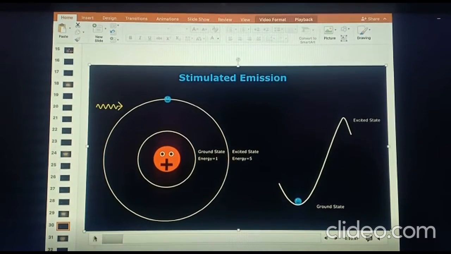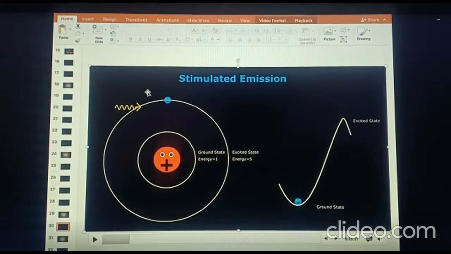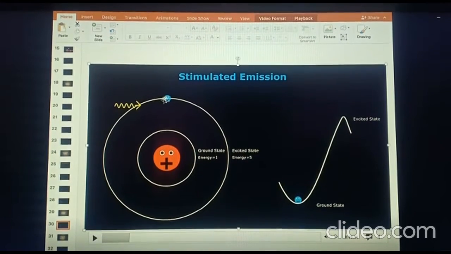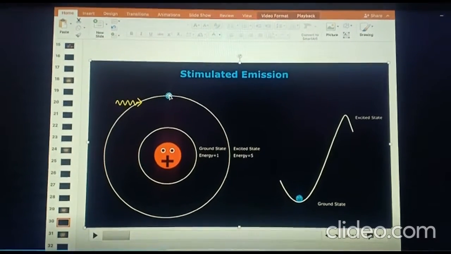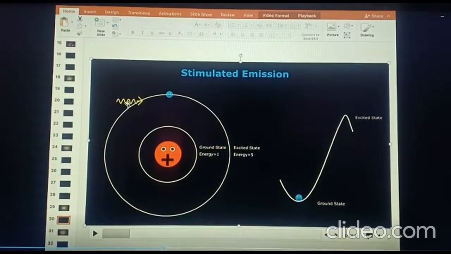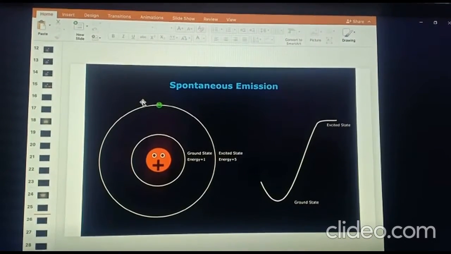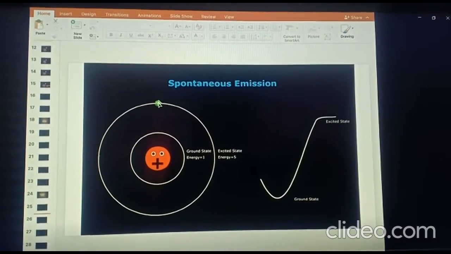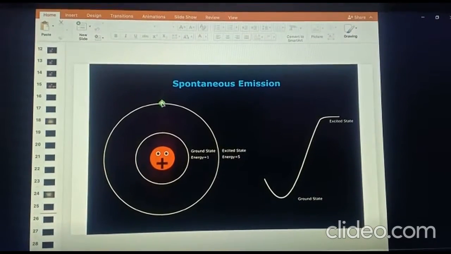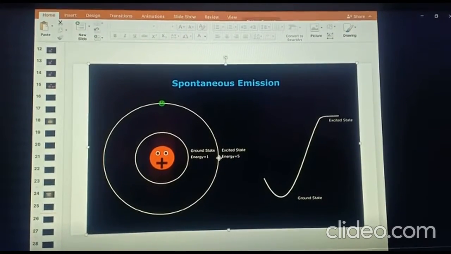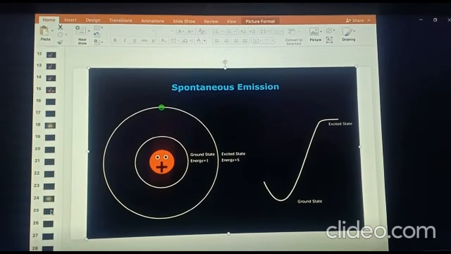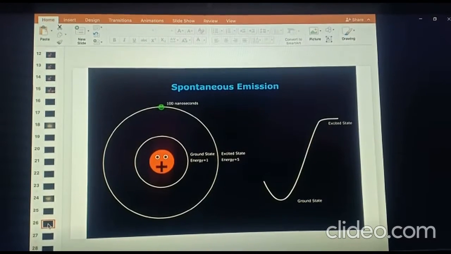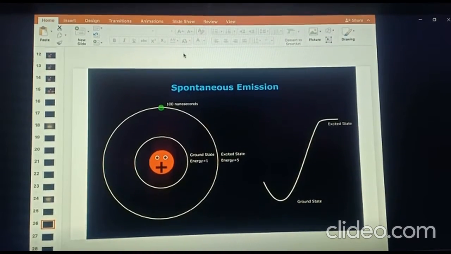Here we give some energy to the excited electron so that it can release its energy and come back on its own. So guys, let's see how spontaneous emission works. From emission you know that something is emitted. Emission is self-explanatory. Spontaneous means on its own.